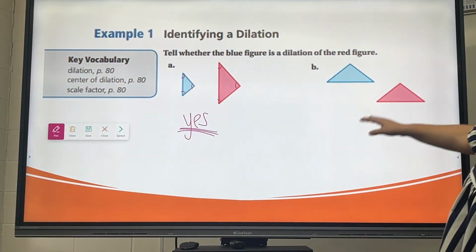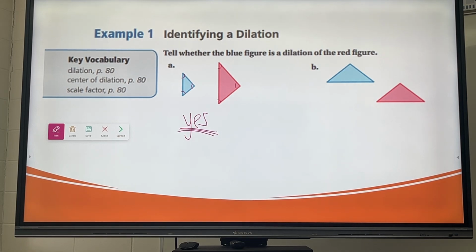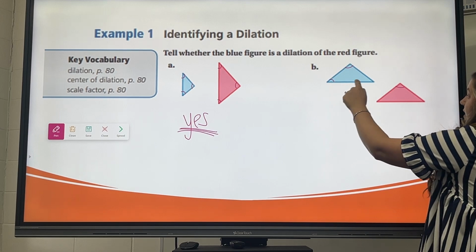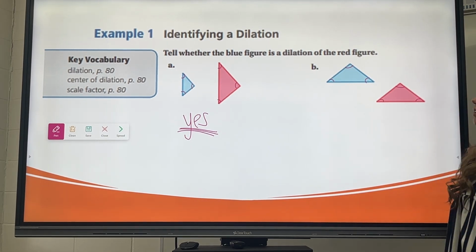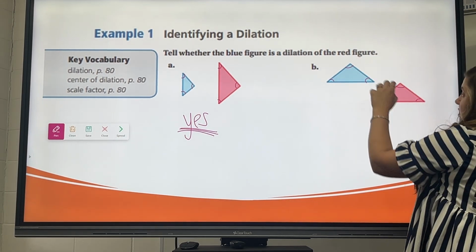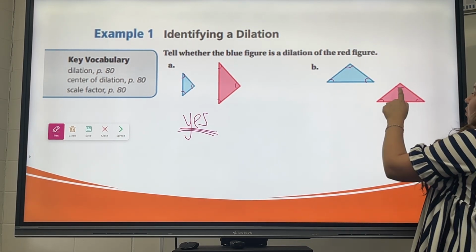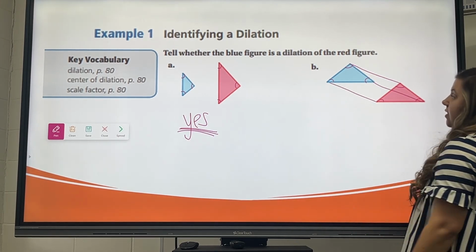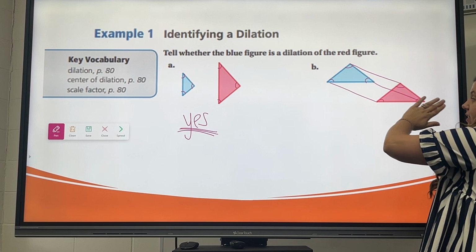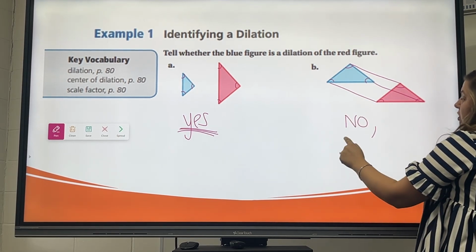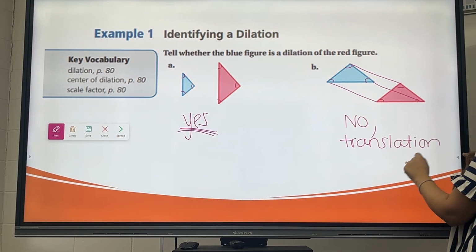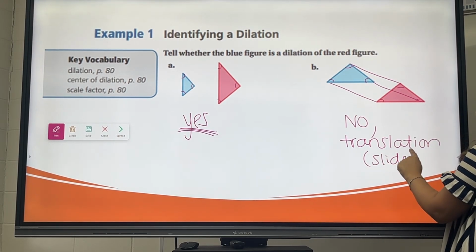But then if you take a look at the next one, what we notice is that yes, the angles are the same, but it hasn't gotten bigger or smaller. If I take this and place it on top of this, they should be the same exact size. What we've learned, hopefully, is that this is a translation. This has just been slid. So this one is no, but you could note that this is a translation. This is a slide, so remember that.